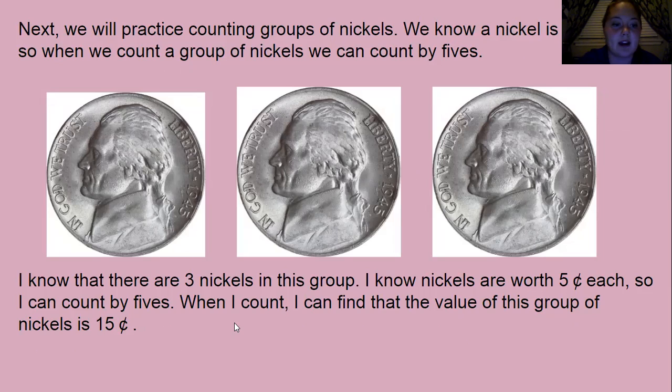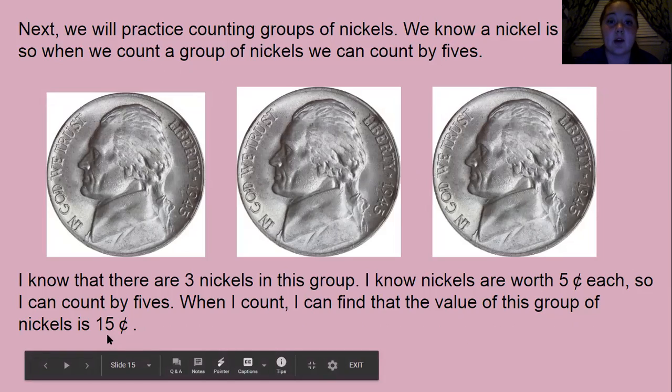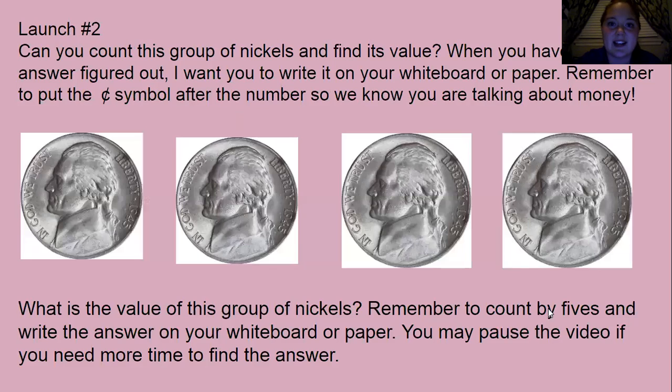And remember, when I write the answer, I write the number that the coins are worth with the cent symbol after, so we know we're talking about money. Are you ready to try counting nickels? Let's go on to our second launch.